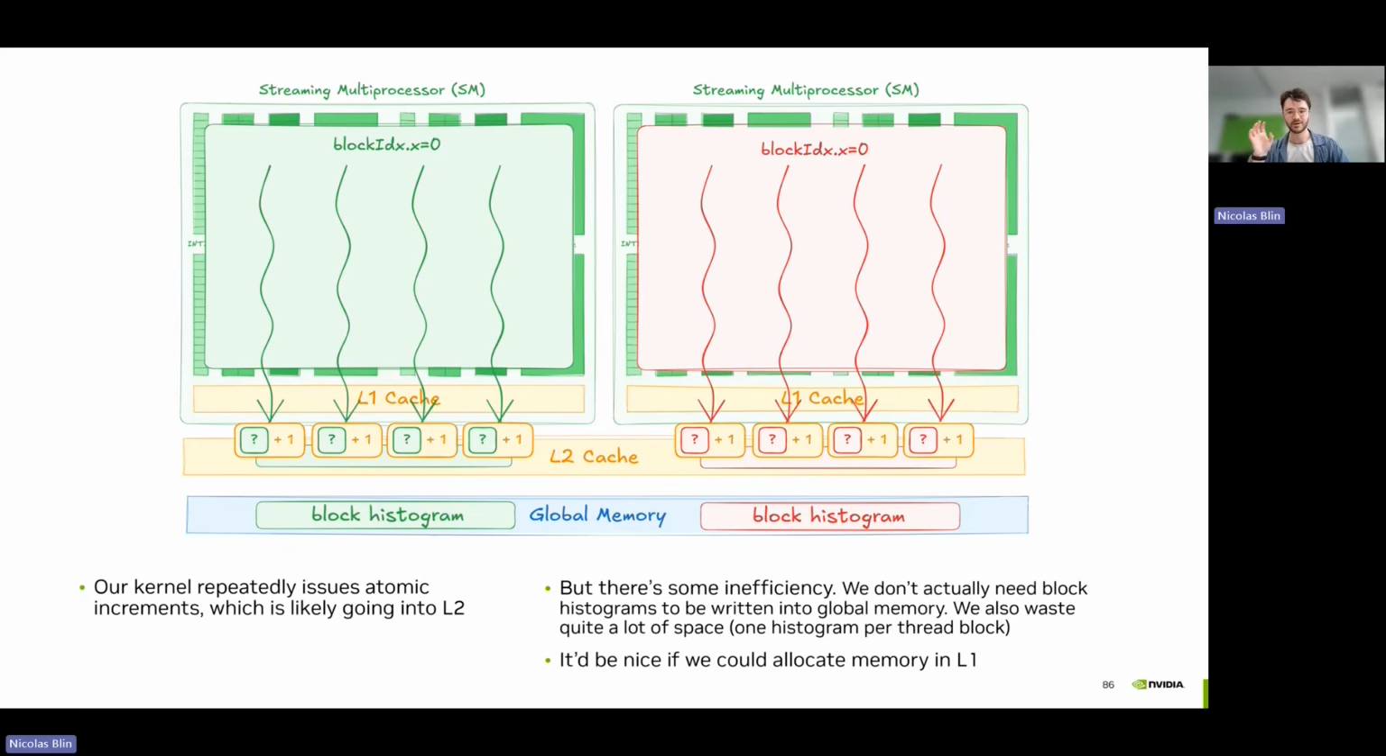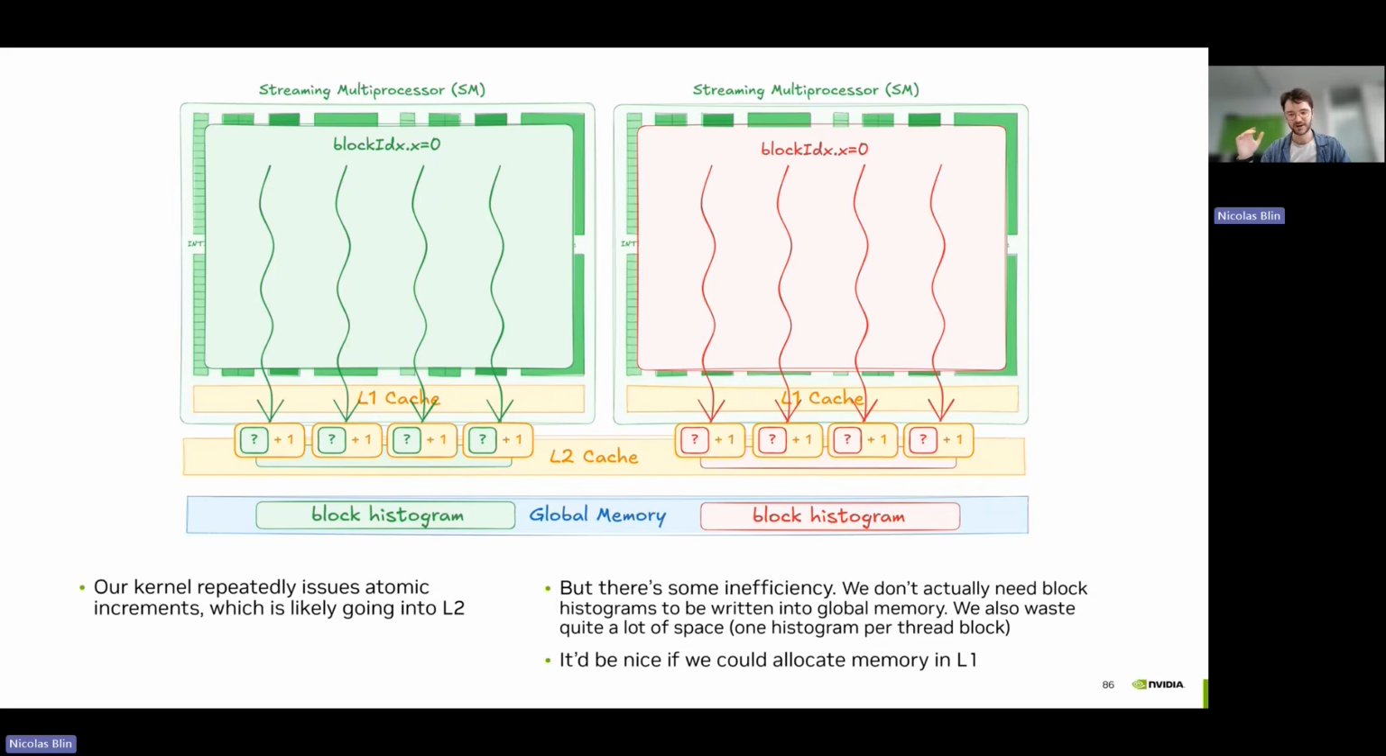So now let's think about how our histogram kernel is mapped onto the hardware. Each thread block runs on a single SM, and the block histograms are stored in global memory. That's what we can see here at the bottom.